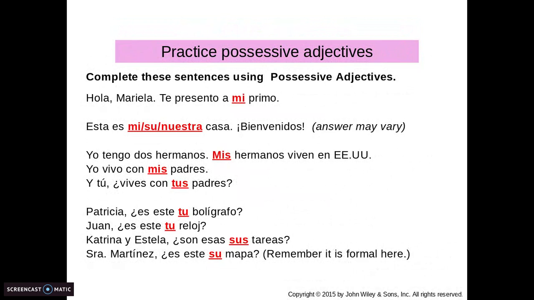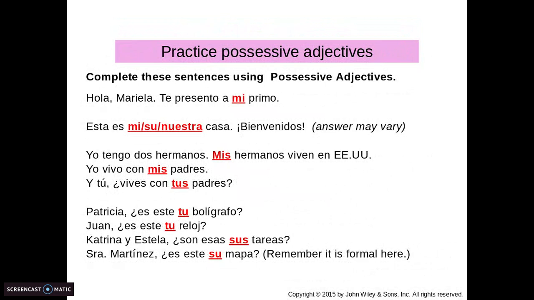Hola, Mariela, te presento a mi primo. I'm talking to Mariela, and I am introducing her to my cousin, mi primo, right? Esta es, and I gave you various different examples. It could say, esta es mi casa, if I'm just talking about my house. I could say, esta es su casa, if I'm talking about my primo's house, right? La casa de mi primo. Or I could say, esta es nuestra casa. Perhaps I live with my primo. Or my primo lives with me and my familia. And it would be our house. So, esta es nuestra casa. This is our house. So, I gave options for any of those that could be correct.